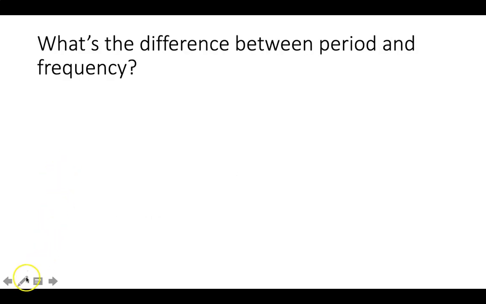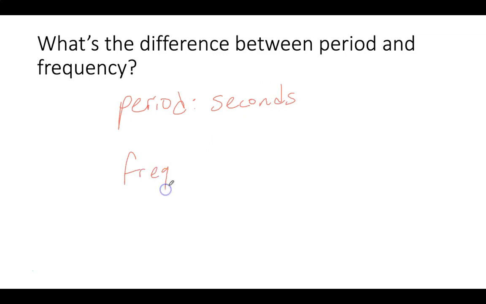I'm going to go back real quick so we can have it here. The period is the time, so it's in seconds. And then the frequency is the number of cycles or oscillations in 1 second, and the units for that are hertz. We denote them as Hz.